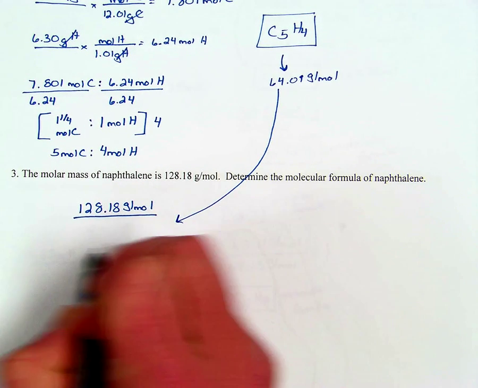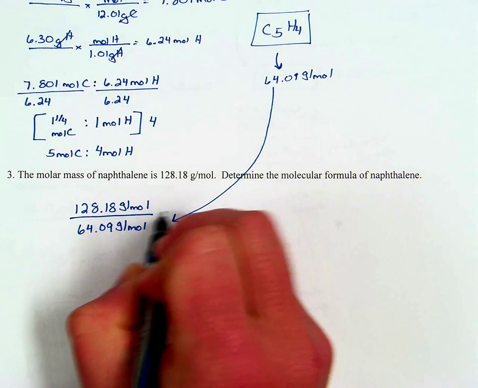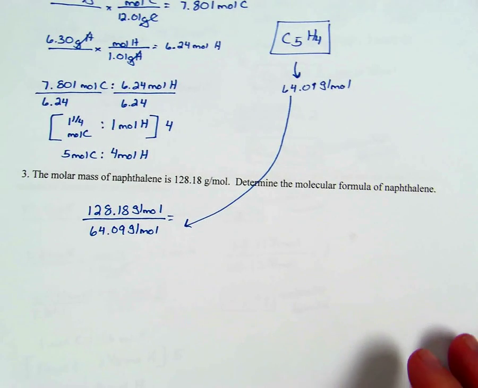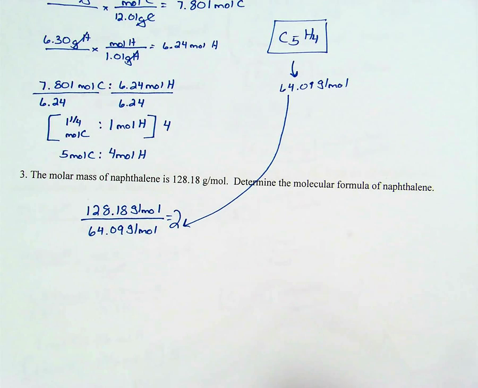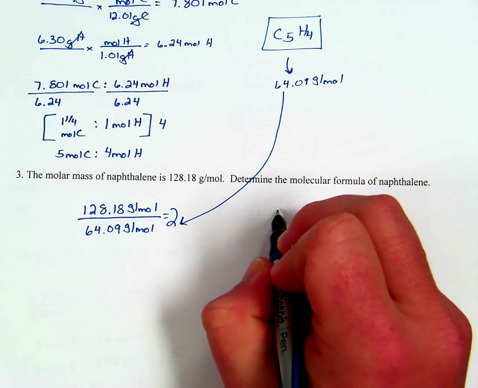With those numbers, that's exactly what your calculator will tell you. That gives you 2. So what that tells us then is the molecular formula is 2 times as big as the empirical formula. There's twice as many atoms. So the molecular formula for naphthalene is C10H8. You can see, just multiplying both of those numbers by 2.